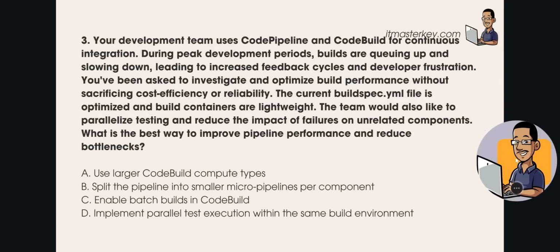Your deployment team uses CodePipeline and CodeBuild for continuous integration. During peak development periods, builds are queuing up and slowing down, leading to increased feedback cycles and developer frustration. You've been asked to investigate and optimize build performance without sacrificing cost efficiency or reliability. The current buildspec.yml file is optimized and build containers are lightweight. The team would also like to parallelize testing and reduce the impact of failures on unrelated components. What is the best way to improve pipeline performance and reduce bottlenecks?